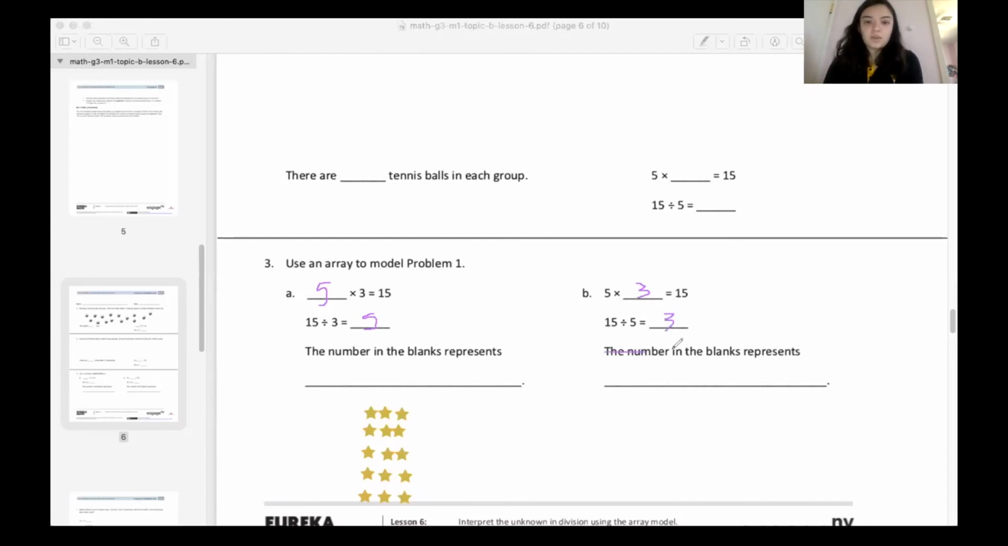We're not going to worry about these right now, so we can go ahead and skip over that. So yeah, that's number 3. I'm going to clear my screen. Let's move on to the next one.